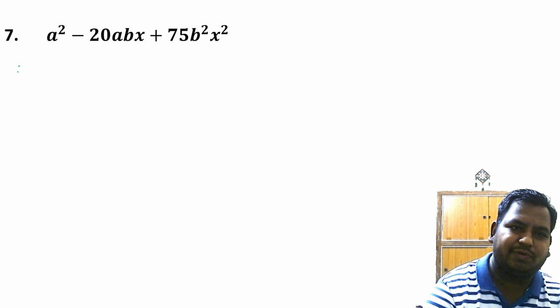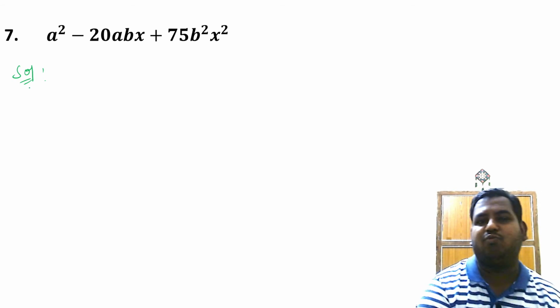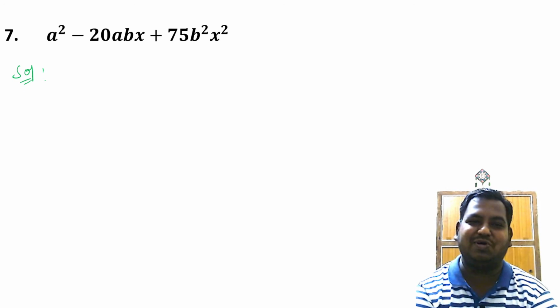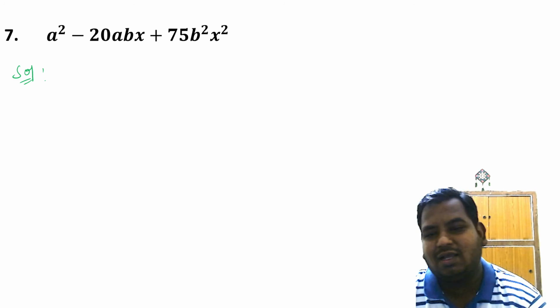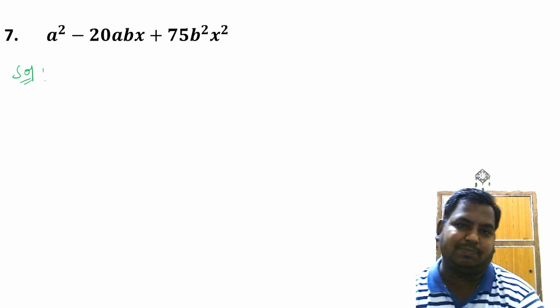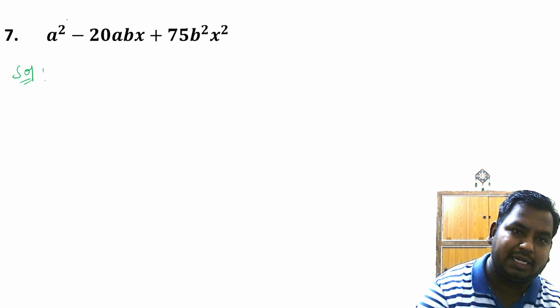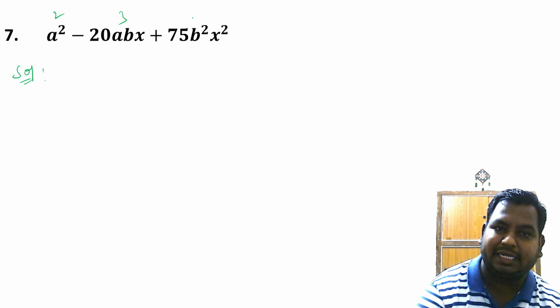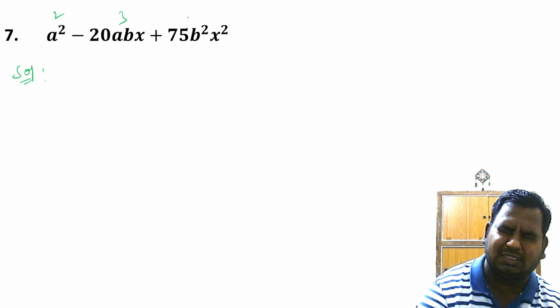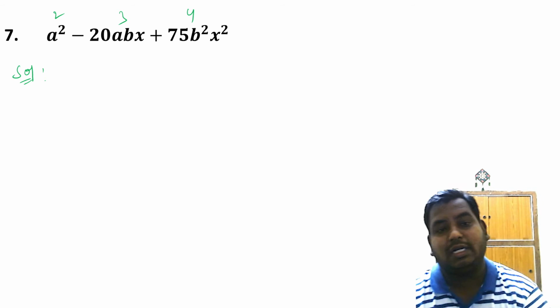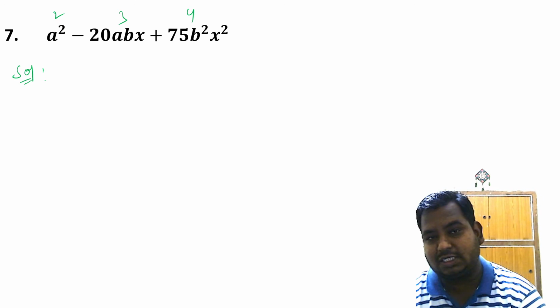Yeah, we'll look into question number 7. What is the first term here? Yeah, the first term is a square. I meant to say, what is the first step? The first step is arrangement. Degree of the first term is 2. Degree of the second term is 3. Degree of the third term is 4.